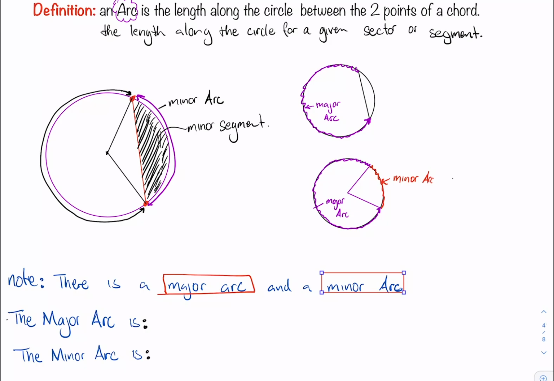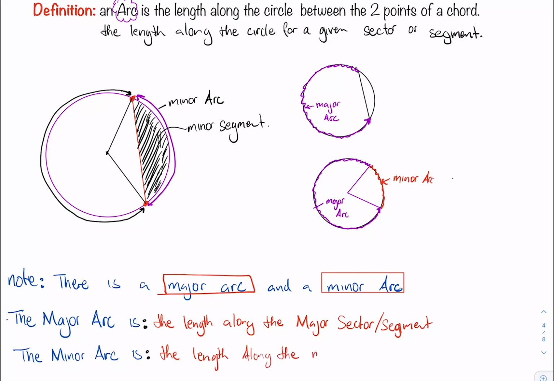The major arc is the length along the major sector / segment, and the minor arc is the length along the minor sector / segment.